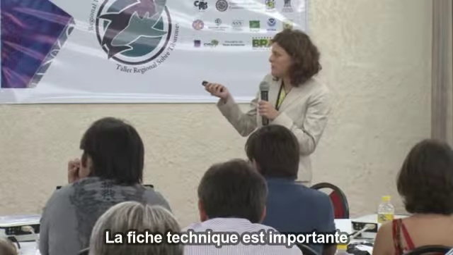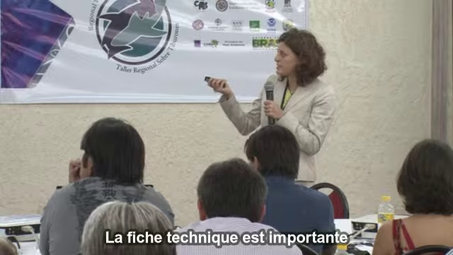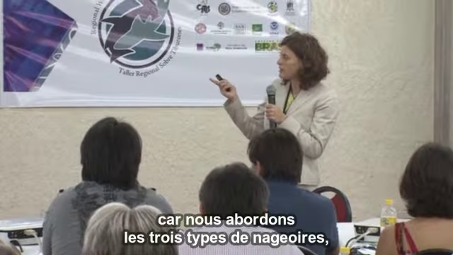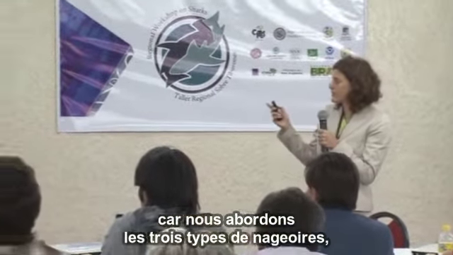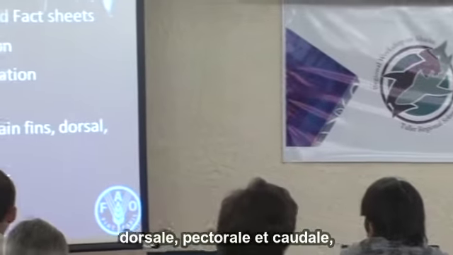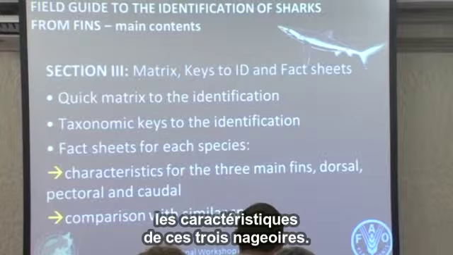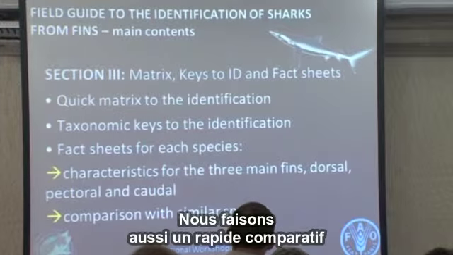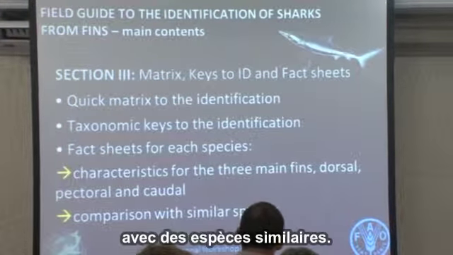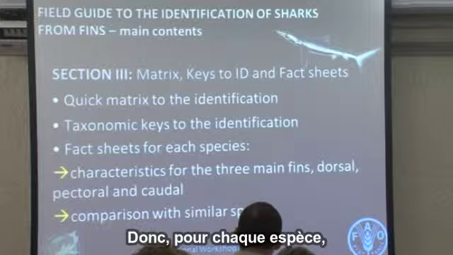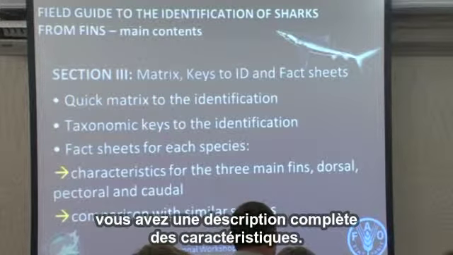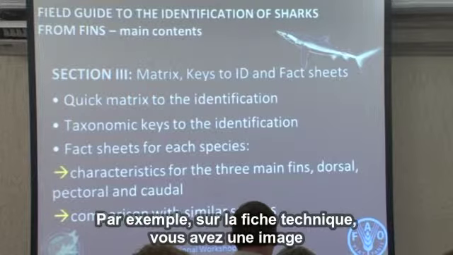Okay, so the importance of the fact sheet at this point is that we are talking of the 3 different fins, dorsal, pectoral, and also caudal, trying to describe the characteristics of these 3 fins, and then to compare a bit with the similar species. So you have per each species a complete description of the characteristics.